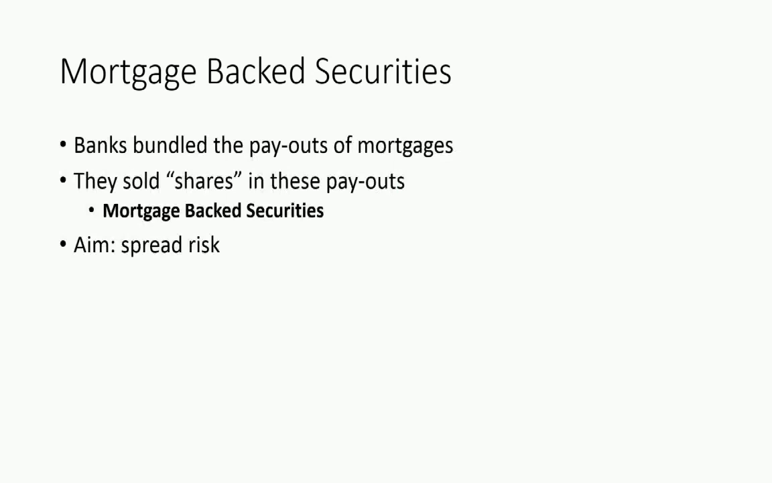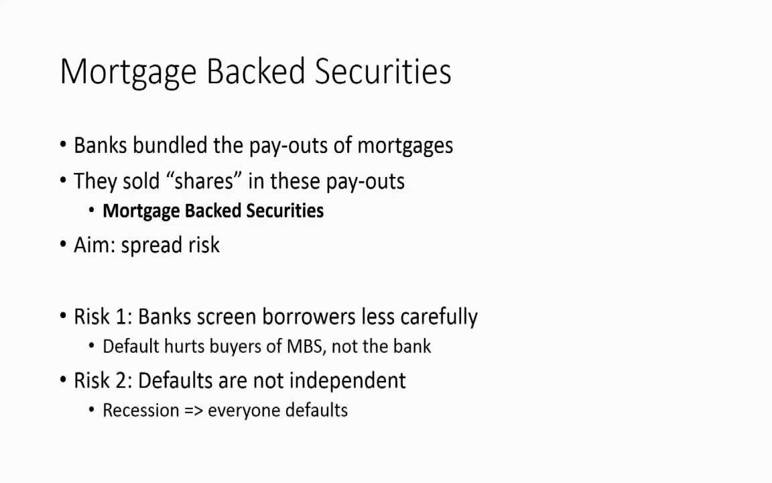So that's good, right? At least from the bank's perspective, that's good, and it allows it to sort of hedge risk. So the banks have bundled the payouts of these mortgages and then sold shares in them. These are called mortgage-backed securities. As I said, the purpose of these is to spread risk. It's not all concentrated in the bank. It's spread out across all of the investors in the bank. This could be hundreds, thousands of people.